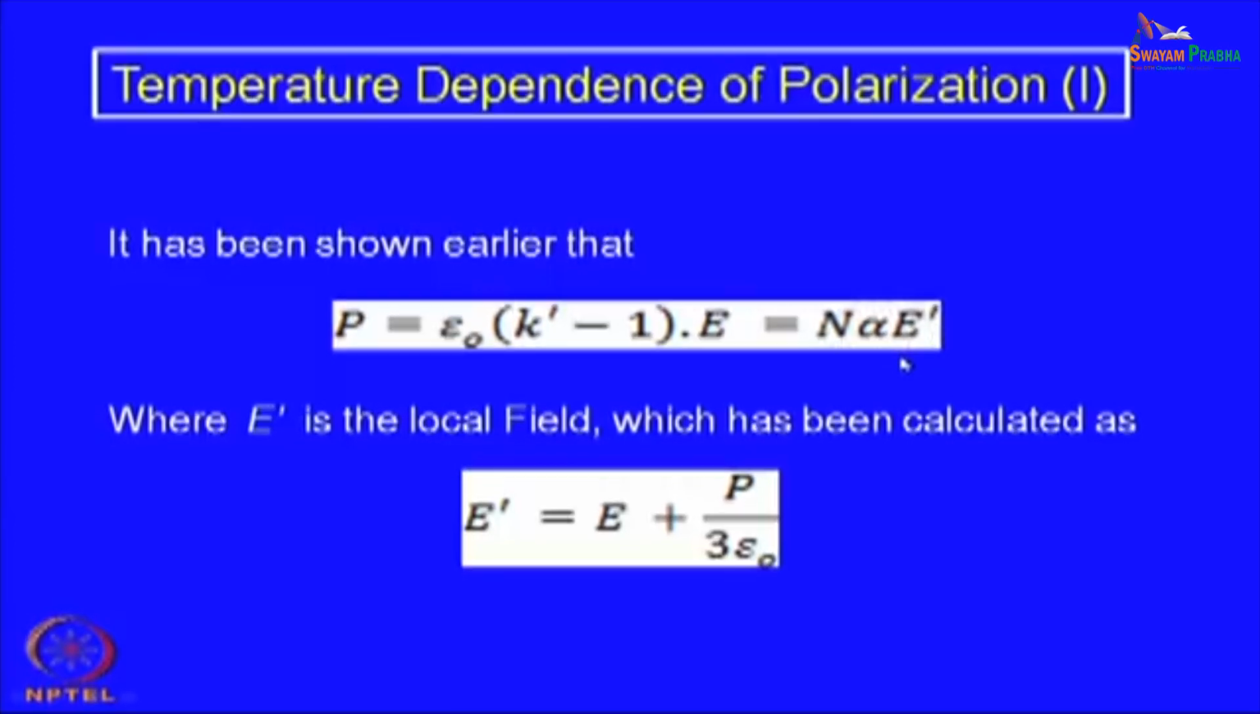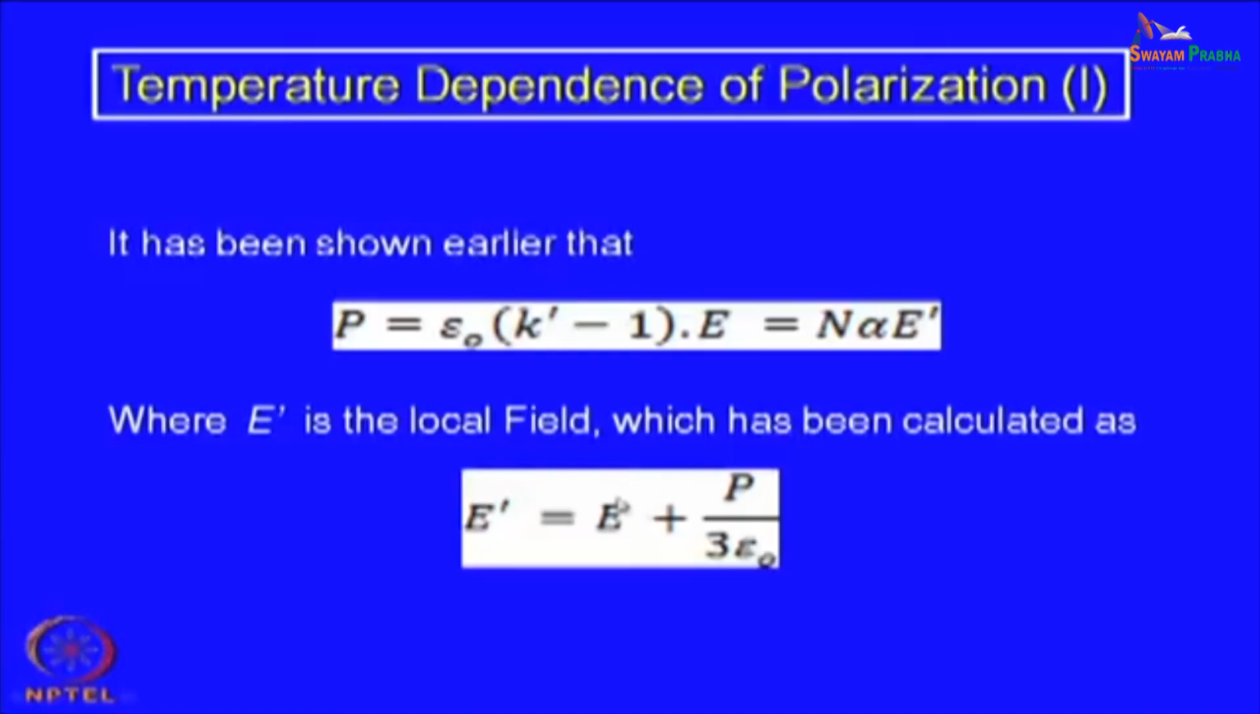Because there are other dipoles which have a certain influence on their neighboring dipoles, the effective electric field is different from what we apply from outside. One can calculate a relationship between the applied electric field and the polarization of that particular volume of material. E prime can be related by this equation, which has not been derived here, but one can accept that E prime equals E plus P by 3 epsilon naught. So, this is the expression of E prime.